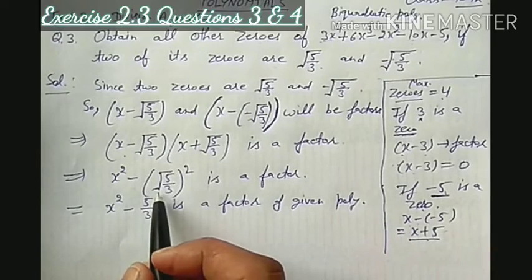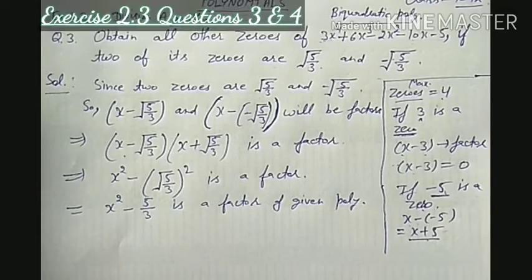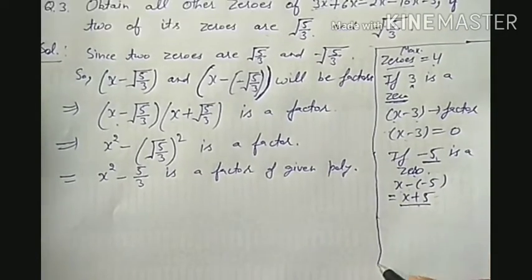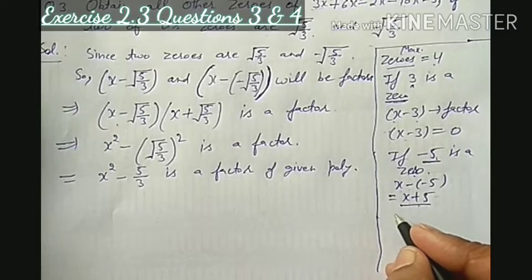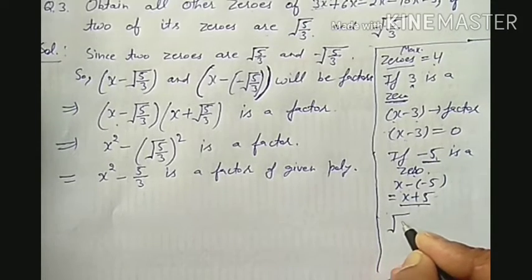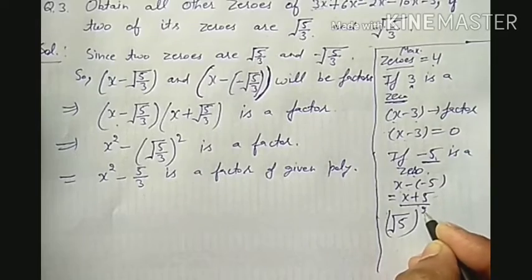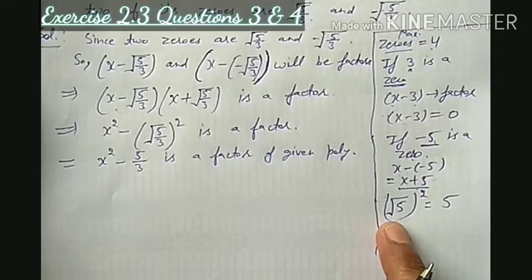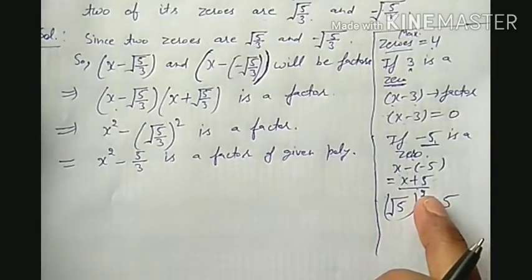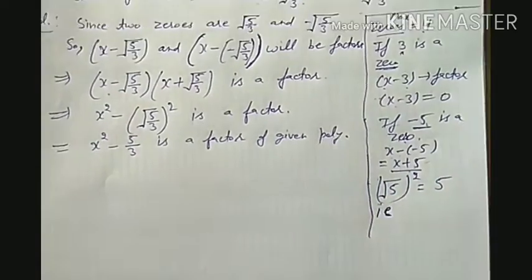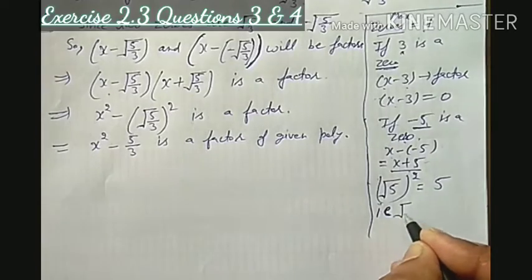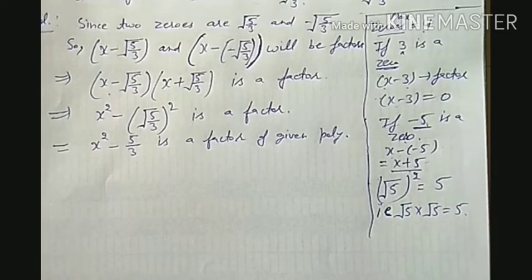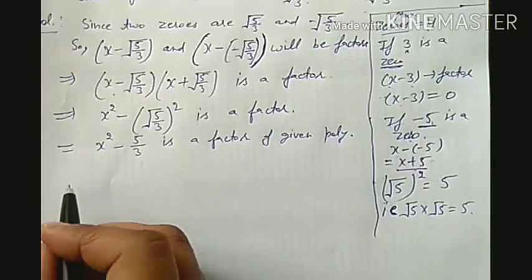देखिए, जब हम किसी भी स्क्वायर रूट टर्म का, अंडर रूट टर्म का स्क्वायर करते हैं तो स्क्वायर रूट रिमूव हो जाता है, ओनली नंबर रिमेन्स. फॉर एग्जाम्पल √5 square is equal to 5. √5 into √5 is equal to 5. So this is a factor of the given polynomial.